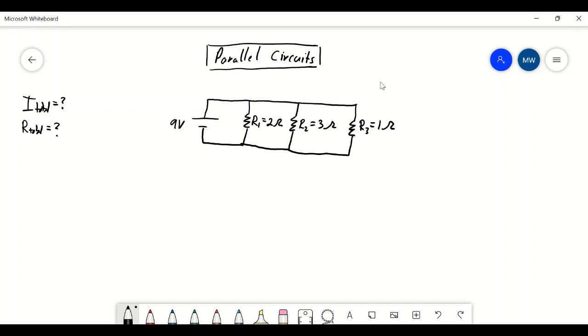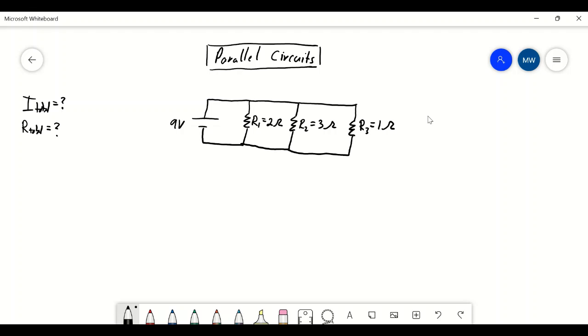So oftentimes for these types of problems, they're asking us to find the total current, that's the current that flows through the battery, as well as the total resistance for the circuit. And there's two ways to do the total resistance. I'll show you how to do them both. It's important to note too that the total resistance for this circuit will be less than the smallest resistor. So for this particular parallel circuit, it will be less than 1 ohm.